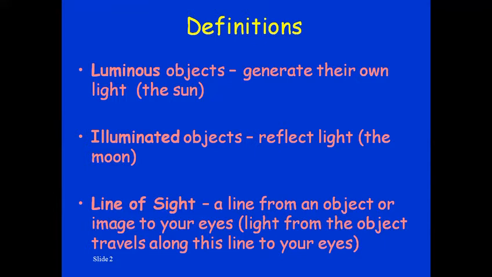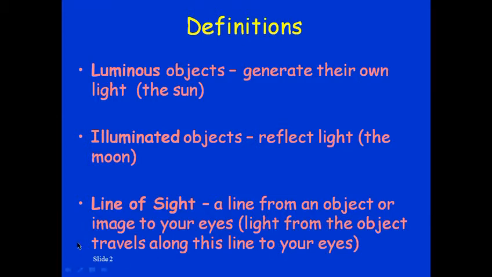Then the second one is illuminated objects. These are those objects which reflect the light of the luminous objects. For example, the moon. And the third thing is line of sight. It is a line from an object or image to our eyes.